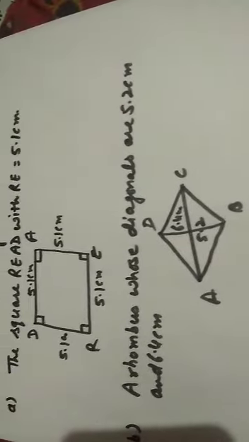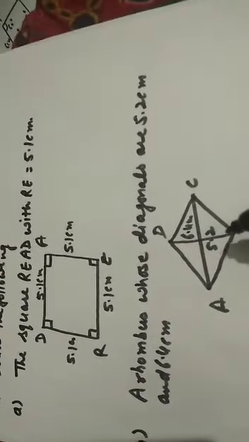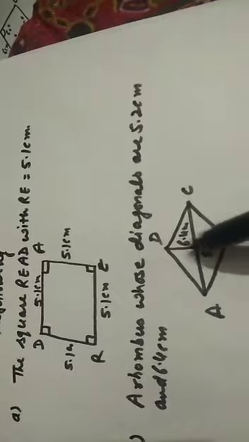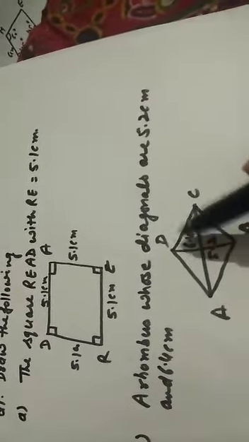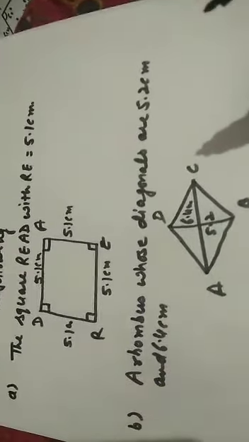So first of all, you will draw 5.2 centimeter, bisect it. You know that the diagonals of a rhombus bisect each other at 90 degree. Then half of 6.4 you will be taking upward and downward, means 3.2 upward and 3.2 downward, and you will construct it.